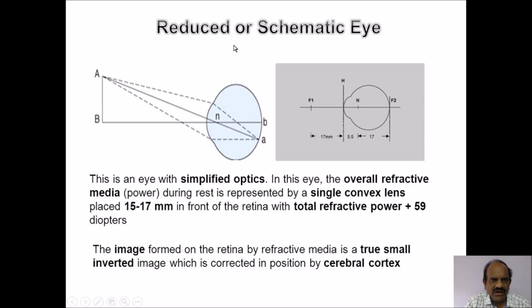This figure shows the reduced or schematic eye, an eye with simplified optics. In this eye, the overall refractive media or power during rest is represented by a single convex lens placed 15 to 17 mm in front of the retina with a total refractive power of 59 diopters. The image formed on the retina by the refractive media is a true, small, inverted image, which is corrected in position by the cerebral cortex as the head is in the upright position.